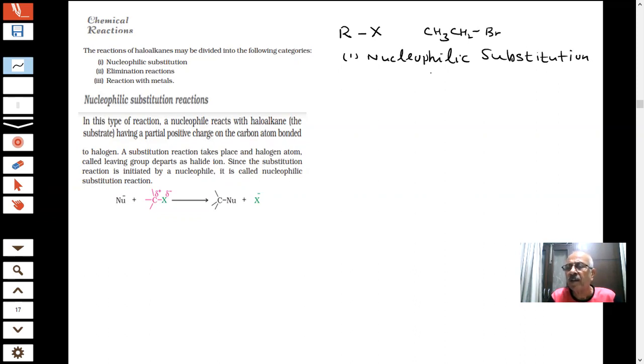What is a nucleophile? You already know, students, what is a nucleophile. Those reagents which have got negative charge or lone pair of electrons, they are nucleophiles. How do we write? Supposing I say Nu, this is my nucleophile, with a negative charge on it. Or you can have a lone pair of electrons. Nucleophiles are nothing but Lewis bases.